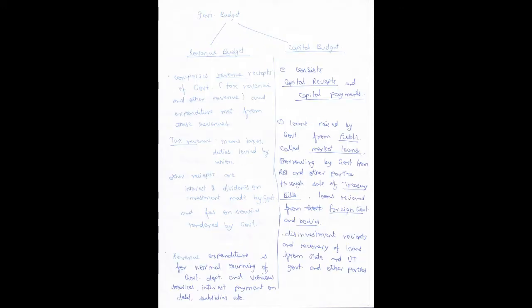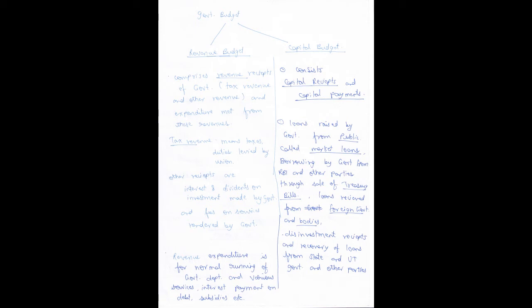Capital budget. In capital, just remember capital means assets. It consists of capital receipts and capital payments. That is loans raised by the government from the public, called market loans, borrowings by the government from RBI and other parties through sale of treasury bills. Loans received from foreign governments and bodies, like the UN, IMF.